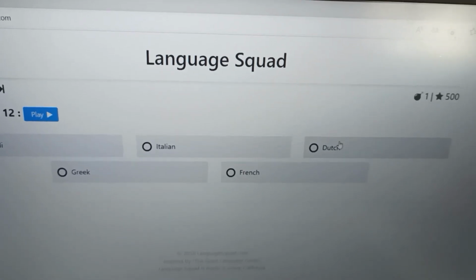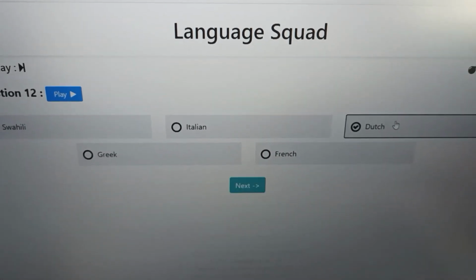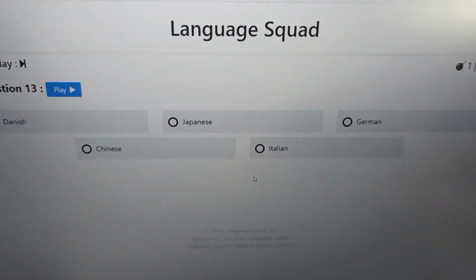Yes, you see that Dutch is hard language. My arm hurts, but okay, that's okay.